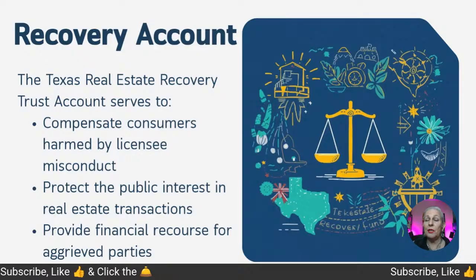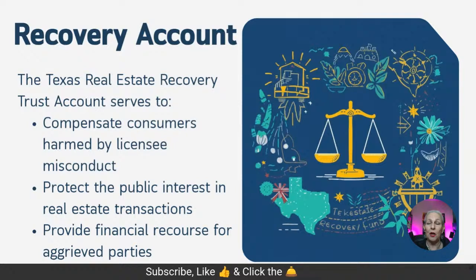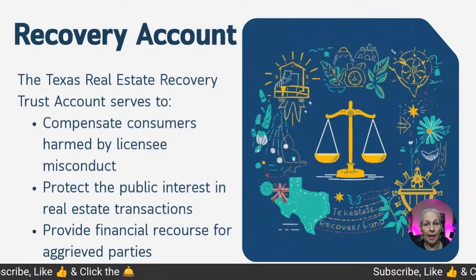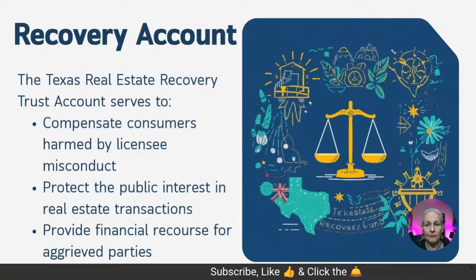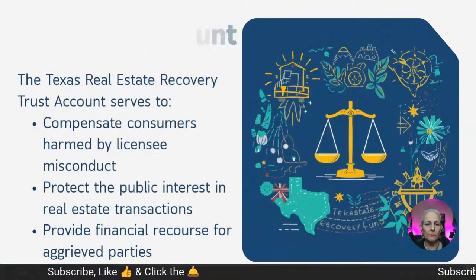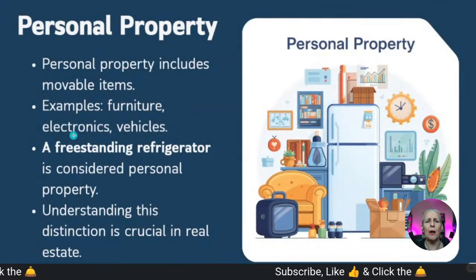This recovery account, trust account, pays the public, the person that was harmed, and our E&O, our errors and omissions insurance that we have for every transaction from our broker, that is what covers us. So balance the scales.